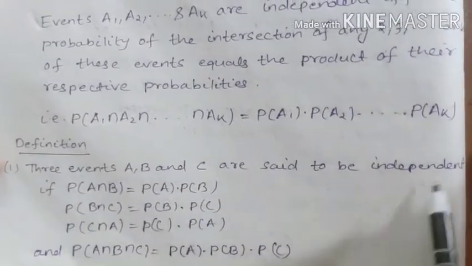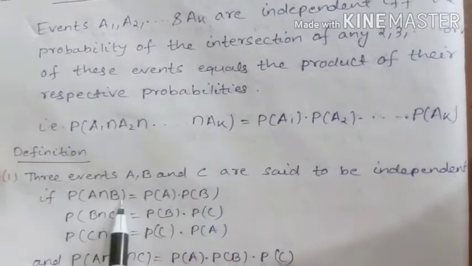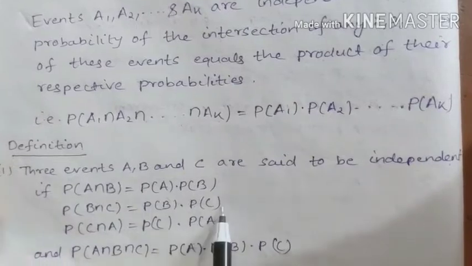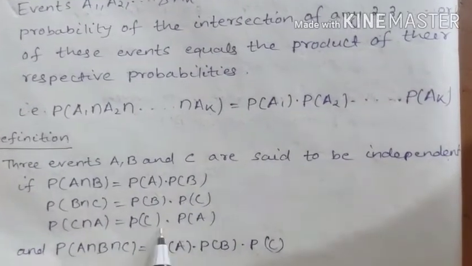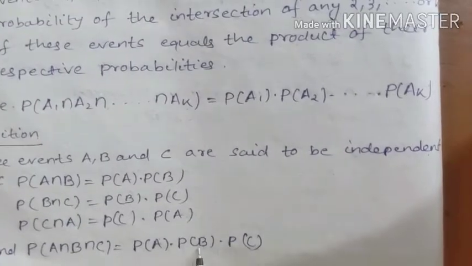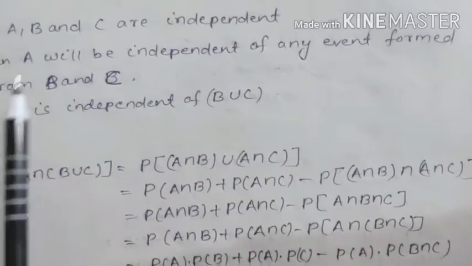A, B, C are said to be independent. That means P(A ∩ B) = P(A) × P(B), P(B ∩ C) = P(B) × P(C), P(C ∩ A) = P(C) × P(A), and P(A ∩ B ∩ C) = P(A) × P(B) × P(C). Then A, B, C are independent.